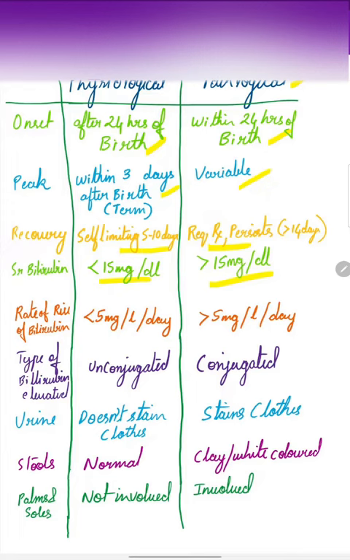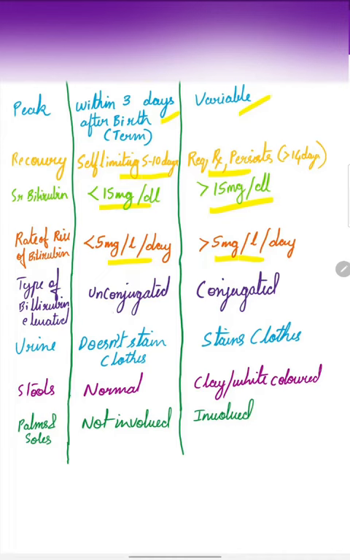The rate of rise of bilirubin is usually less than 5 mg per liter per day in case of physiological, whereas it is more than 5 mg per liter per day in case of pathological jaundice. Type of bilirubin that is elevated is usually unconjugated in case of physiological jaundice, and it is conjugated form in case of pathological jaundice. The urine does not stain the clothes in case of physiological jaundice, whereas it does stain the clothes in case of pathological jaundice.